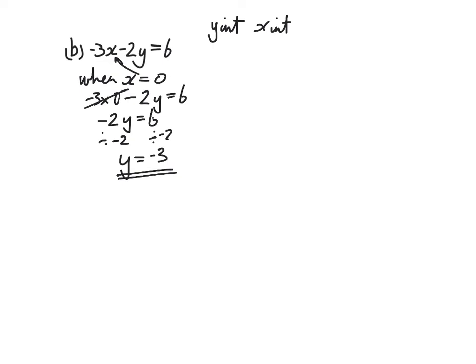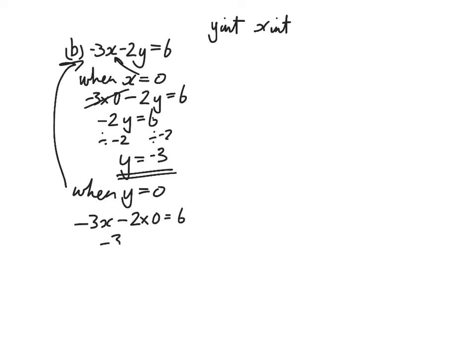And we do exactly the same, and you might be getting bored of this. When y equals 0, and we're going to put that into the equation, we end up with minus 3x minus 2 times 0 equals 6. To simplify it a little bit, we end up with minus 3x, and we know that this bit here is 0, equals 6. And so I'm going to divide both sides by minus 3, and I end up with x equals minus 2, and that is my x-intercept.